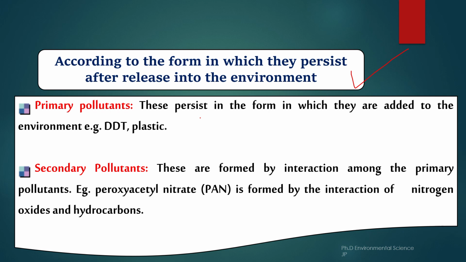Secondary pollutants. These pollutants are not emitted directly. Instead, they form in the atmosphere through chemical reactions between primary pollutants and other atmospheric components. For example, peroxyacetyl nitrate, it is formed by interaction of nitrogen oxides and hydrocarbons.